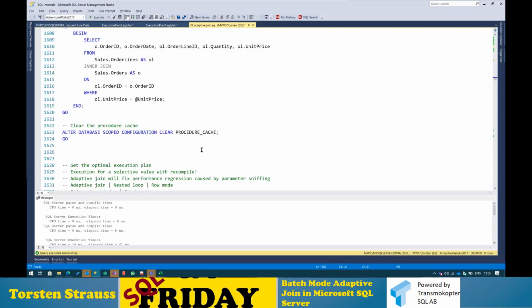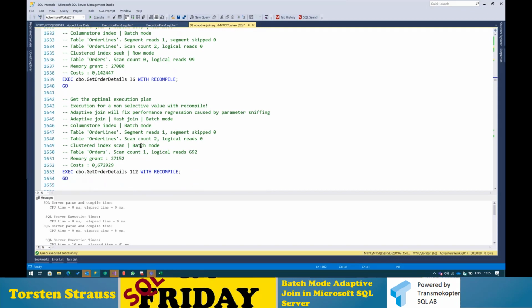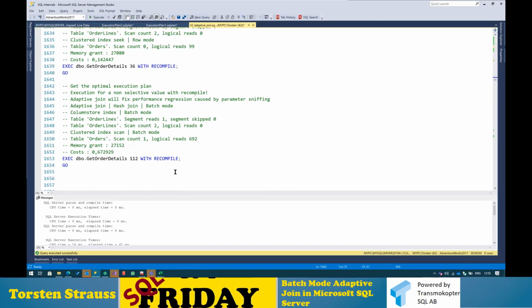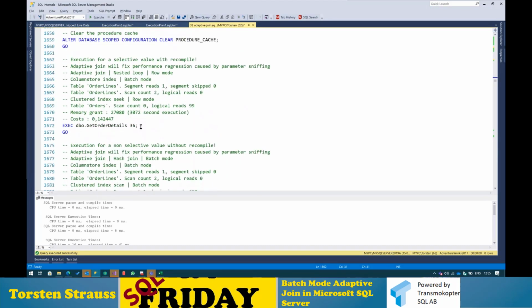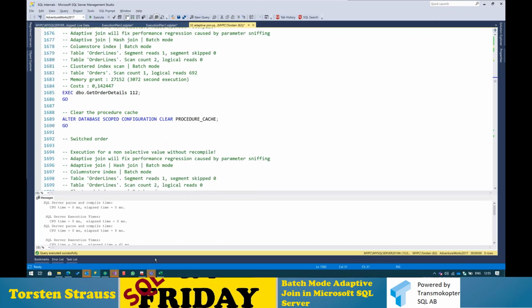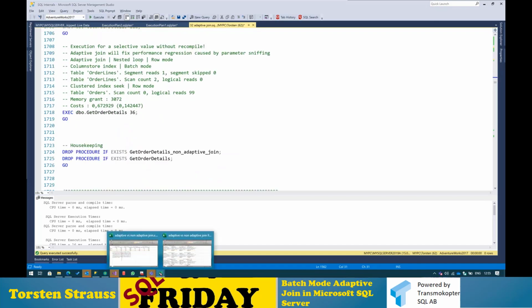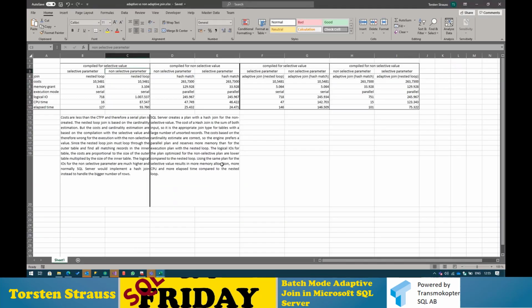Again, I will run the stored procedure first with recompile for the selective parameter, another time for the non-selective parameter, also with recompile. Then I execute the stored procedure without recompile with a selective and a non-selective parameter value, and then I switch the order in order to compare everything. So that was the idea. So that is the finding.